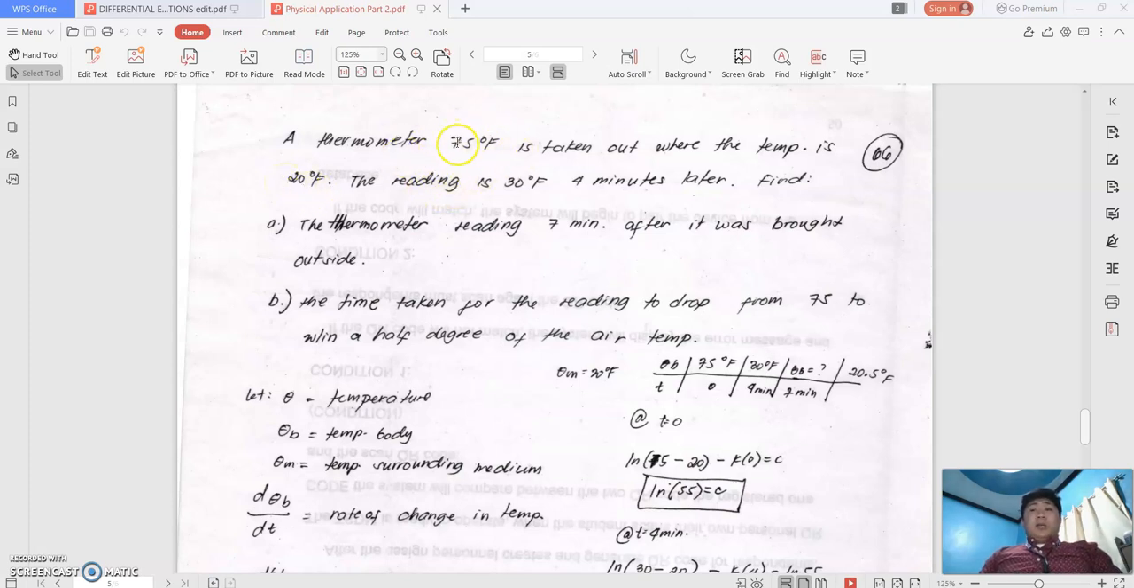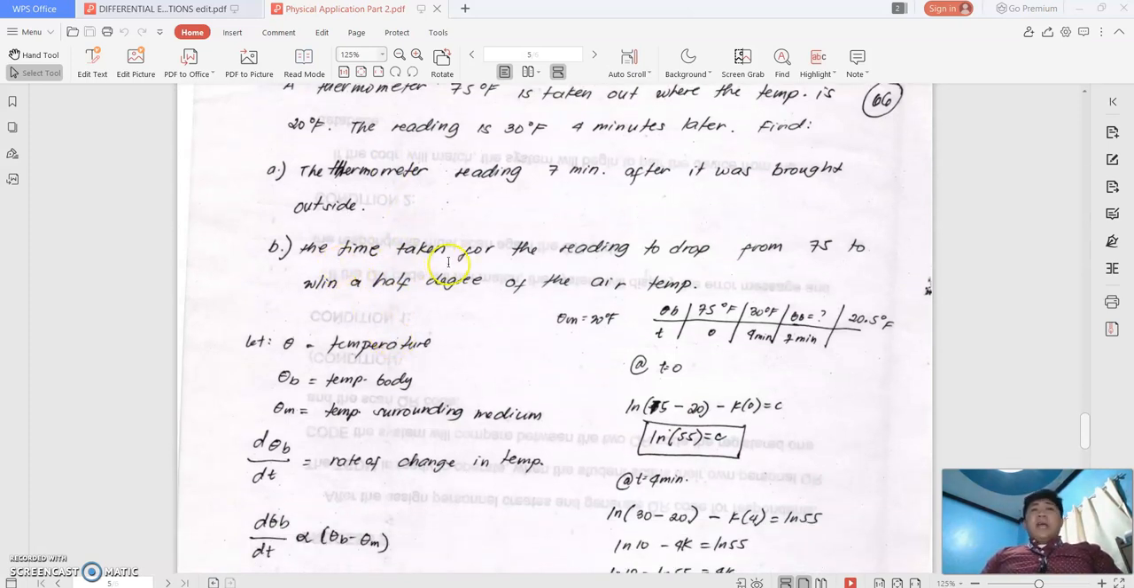So the thermometer has an initial temperature of 75 degrees Fahrenheit, and when it goes outside, the surrounding medium is at 20 degrees Fahrenheit. So, the reading is 30 degrees Fahrenheit 4 minutes later. Find A: the temperature reading at 7 minutes after it was brought outside.